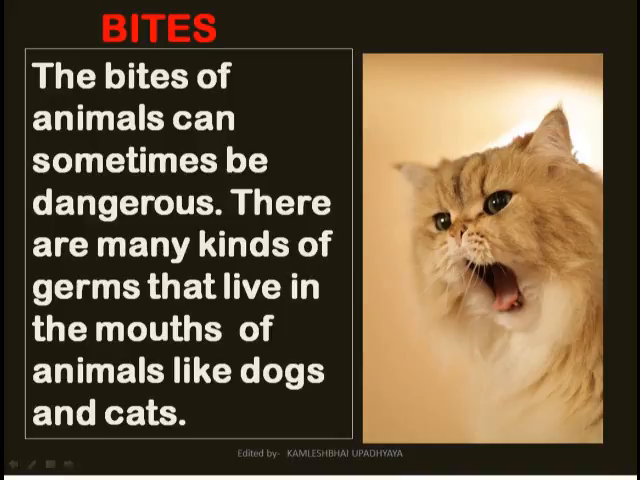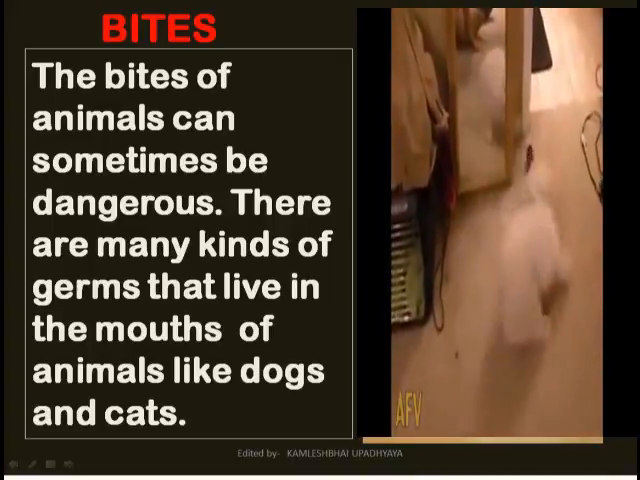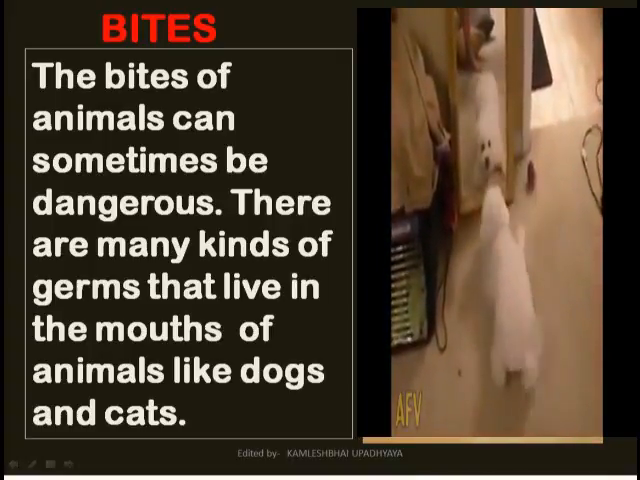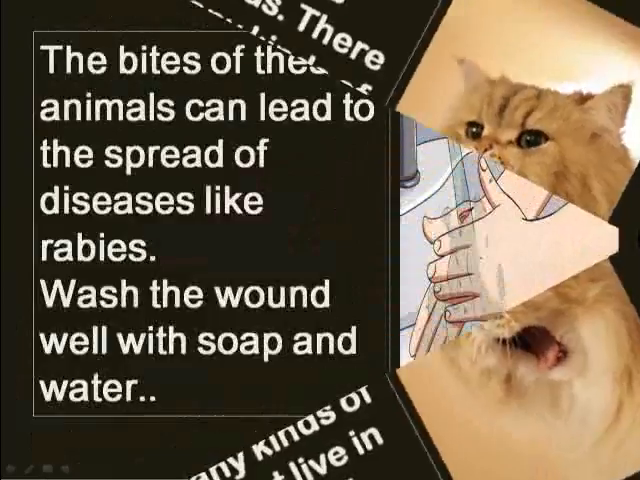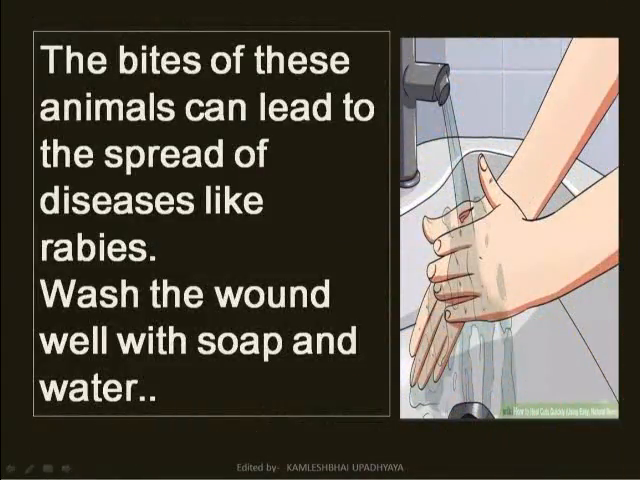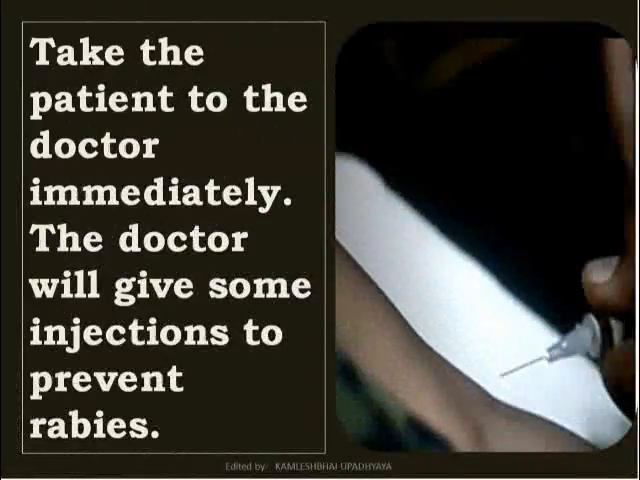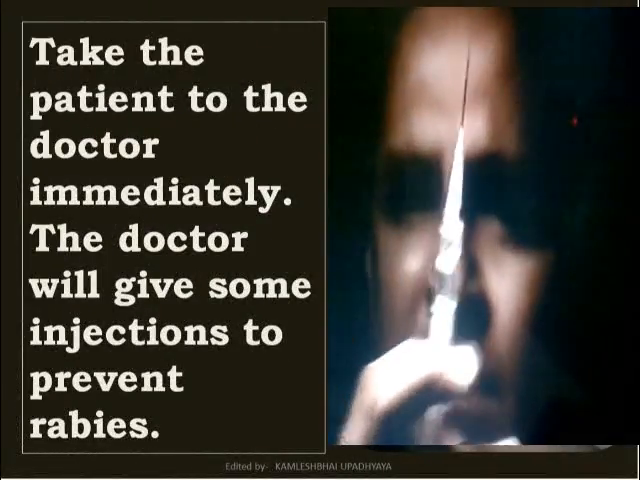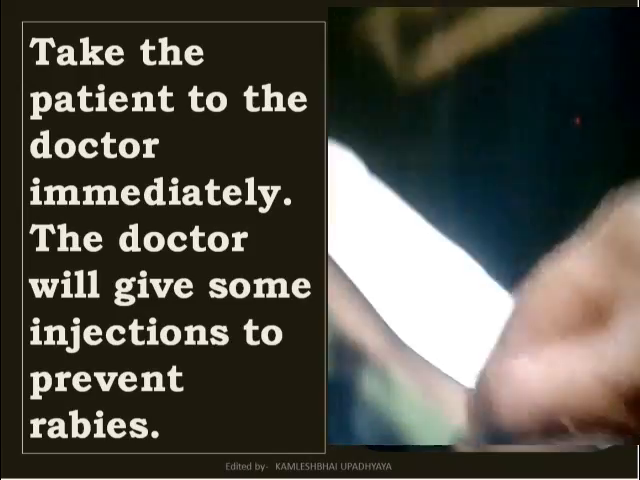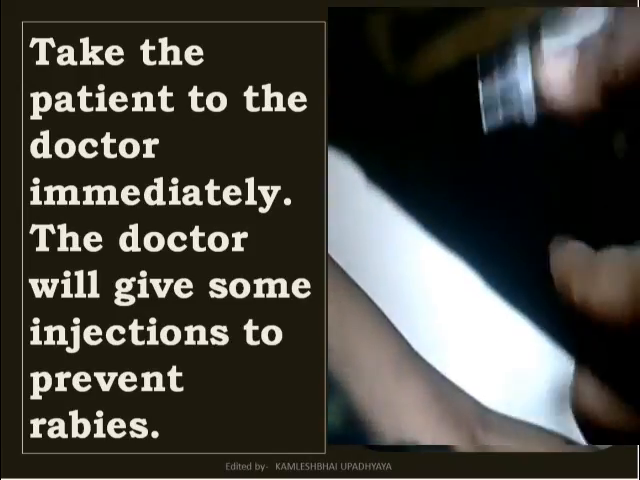Bites. The bites of animals can sometimes be dangerous. There are many kinds of germs that live in the mouths of animals like dogs and cats. The bites of these animals can lead to the spread of diseases like rabies. Wash the wound well with soap and water. Take the patient to the doctor immediately. The doctor will give some injections to prevent rabies.